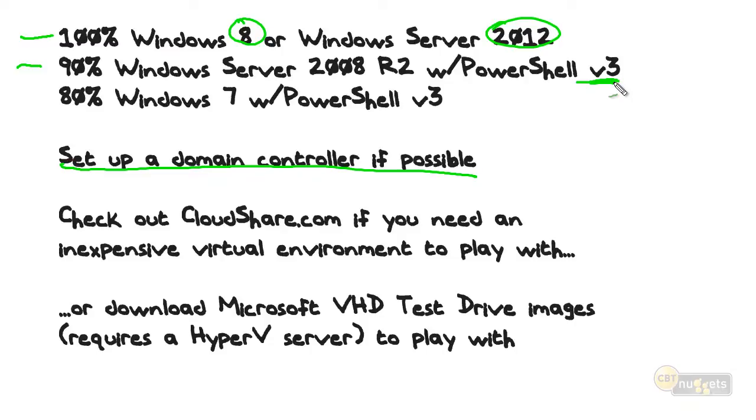from Microsoft.com. If you don't even have that and all you've got to play with is a Windows 7 computer, that's fine. About 80% of the examples I'm going to show you will work on Windows 7 once you've installed PowerShell version 3, which again is a free download from Microsoft.com. 100% of what I'm going to show you is applicable to all of these. It's just some of the examples I'm going to show you to illustrate different techniques rely on features that are only in the newer versions of Windows.